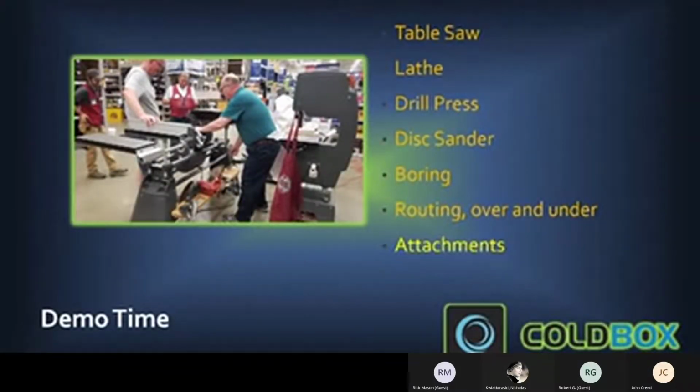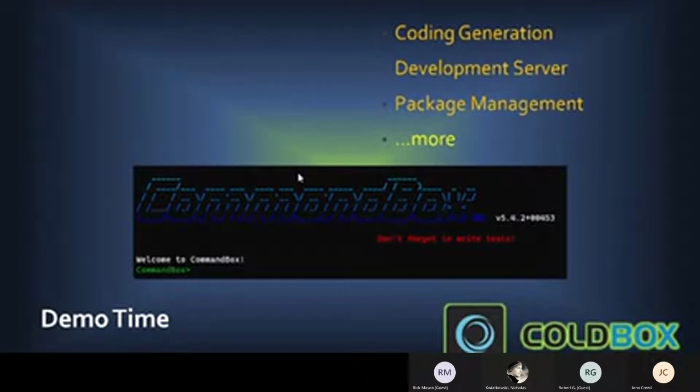So now we want to move to demo time because I want to show you. What I'm saying is ColdBox reminds me of when I used to go to Lowe's and I would watch them. Here's this one machine that by configuring it differently, it's a table saw, a lathe, a drill press, a disc sander, it did boring, routing, and you could get extra tools beyond that. Well, in a large way, that's what we have with ColdBox, and CommandBox is one of those tools. So let me see if I can swap screens here for you.